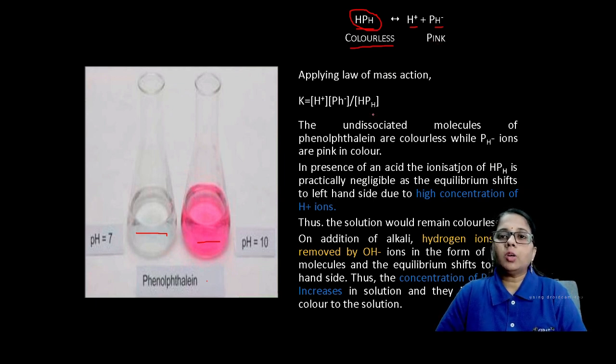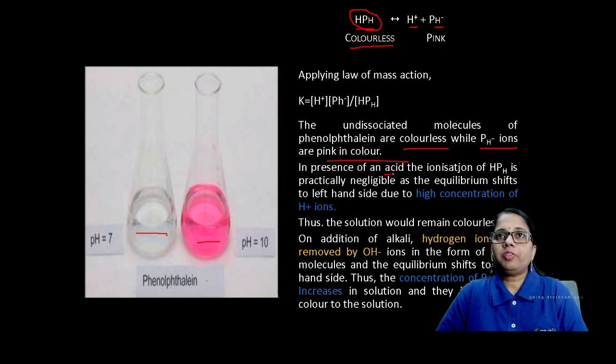So applying the law of mass action, the dissociation is going to be calculated based on H+ into PH- divided by HPH, okay. That means product concentration divided by reactant concentration. So the undissociated molecules of this phenolphthalein are colorless, while PH- ions are pink in color. That means dissociated ions are pink in color.